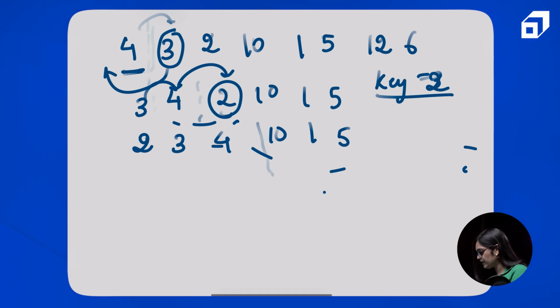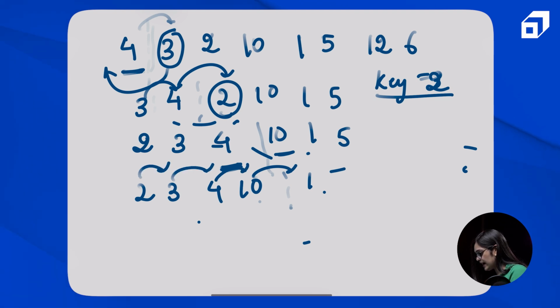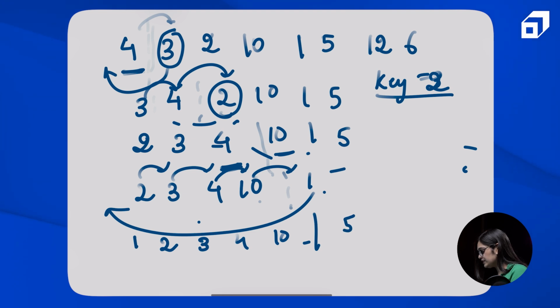Similarly, when we pick up 10, we try to iterate from the end of the sorted part, but we find that the first element we get is smaller than 10, so we don't have to move anything one place to the right. Now we have our sorted part as 2, 3, 4, 10, and we reach 1. So now 10 is greater than 1, move it one step to the right, move 4 one step to the right, 3 and 2 also, and insert 1 here. So we got 1, 2, 3, 4, 10, and the next element is 5.